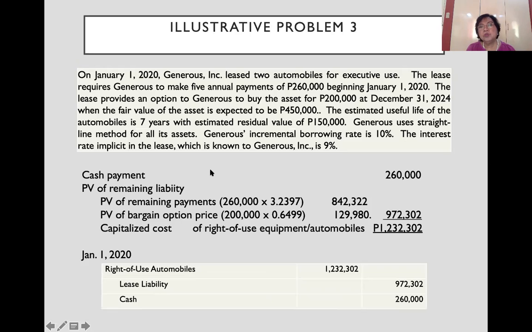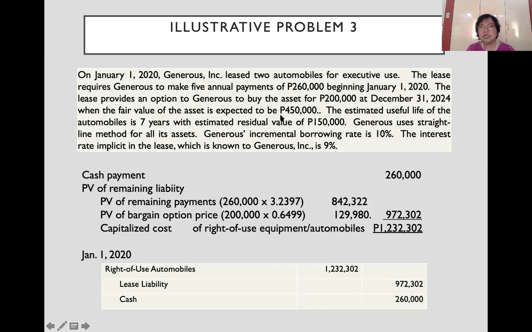We now go to illustrative problem 3. So let us look for the difference here. On January 1, 2020, Generous Incorporated leased 2 automobiles for executive use. The lease requires Generous to make 5 annual payments of $260,000 beginning January 1, 2020. The lease provides an option to Generous to buy the asset for $200,000 at December 31, 2024, when the fair value of the asset is expected to be $450,000.